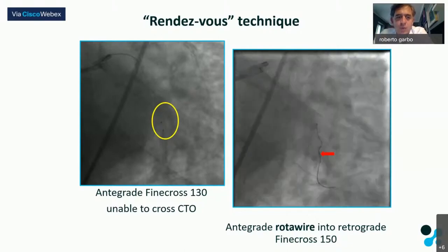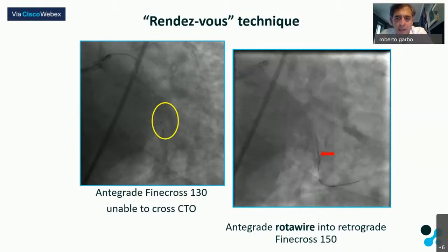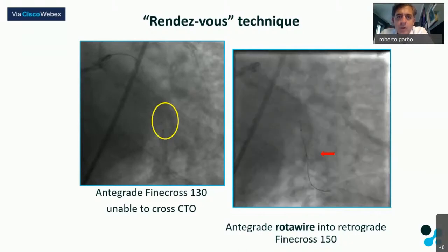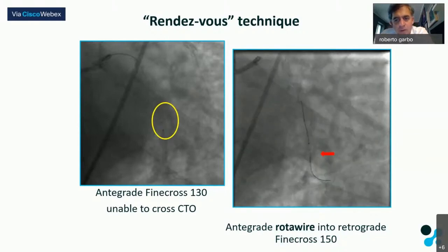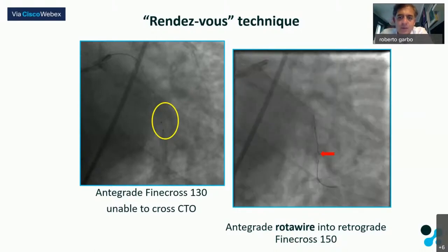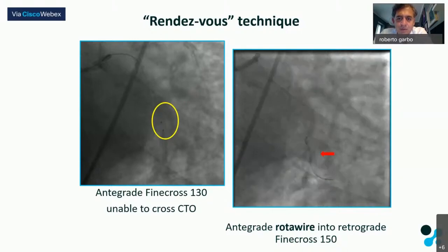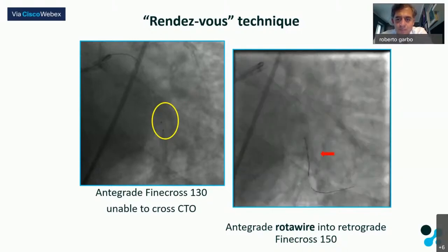The only chance was to remove the retrograde wire and try to enter with the Rotor wire to do what we call the rendezvous technique. So it's the opposite of the tip-in. The tip-in, to remember, is when the retrograde wire enters the antegrade microcatheter. The rendezvous is when the antegrade wire enters the retrograde microcatheter. You can see here, the Rotor wire enters the retrograde FineCross.